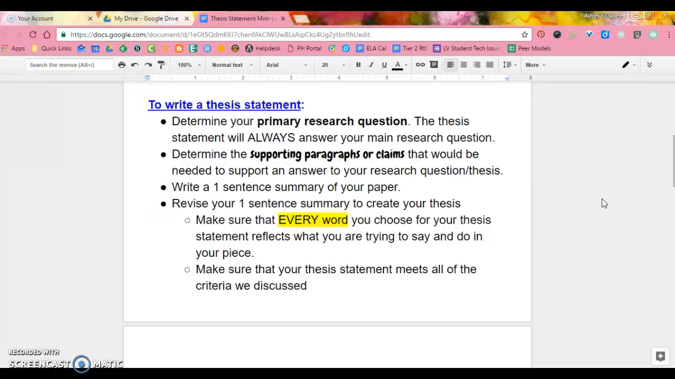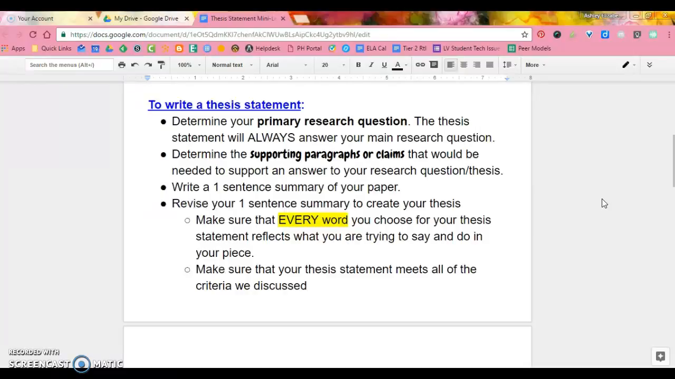The reason that I want you to think about this is because a lot of times we think we have a great thesis statement and then we realize we have no idea what we're going to write to try and support that. So you've got to make sure that you know in the back of your mind, okay, if this is my thesis statement, what are the 2 or 3 or 4 or maybe 10 paragraphs or supporting claims that I would need to be able to prove that my answer to my research question, my thesis statement, is true. Write a one-sentence summary of your paper.